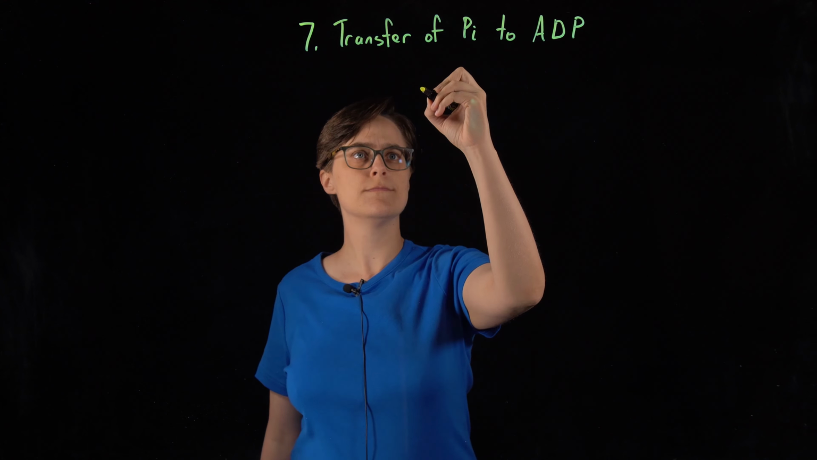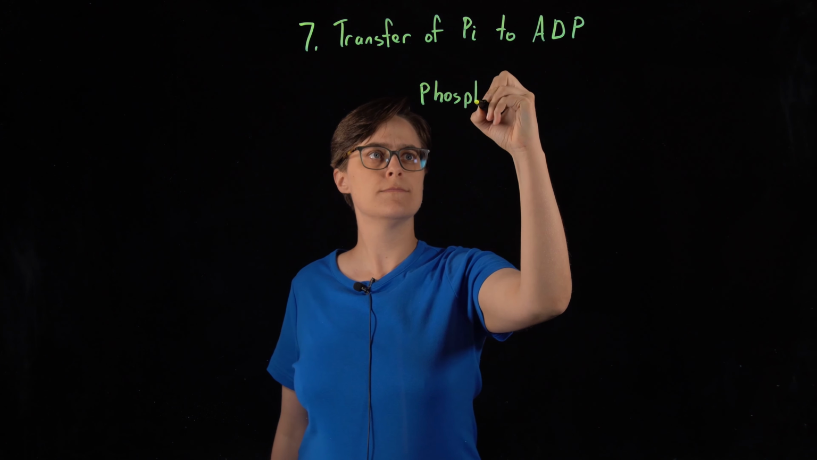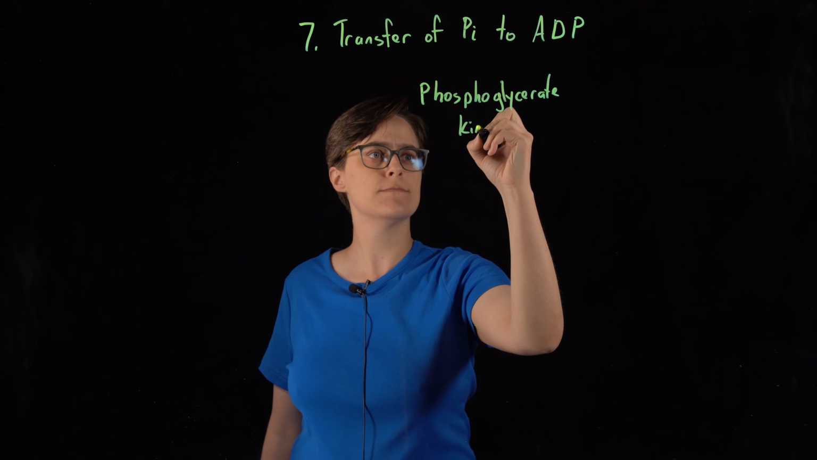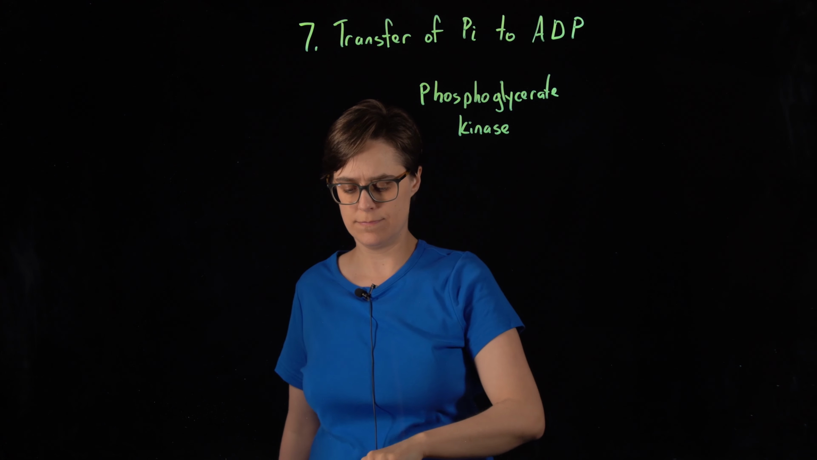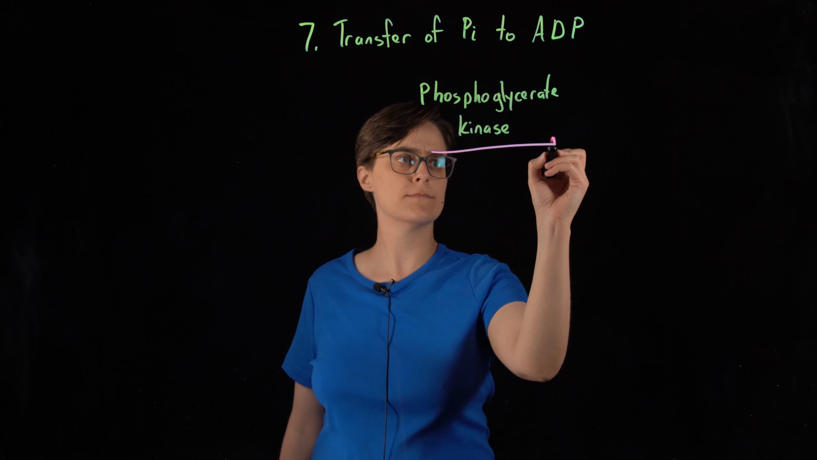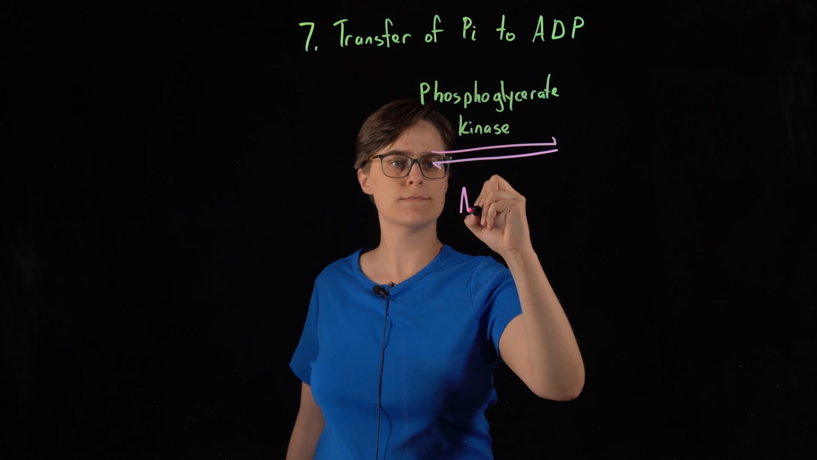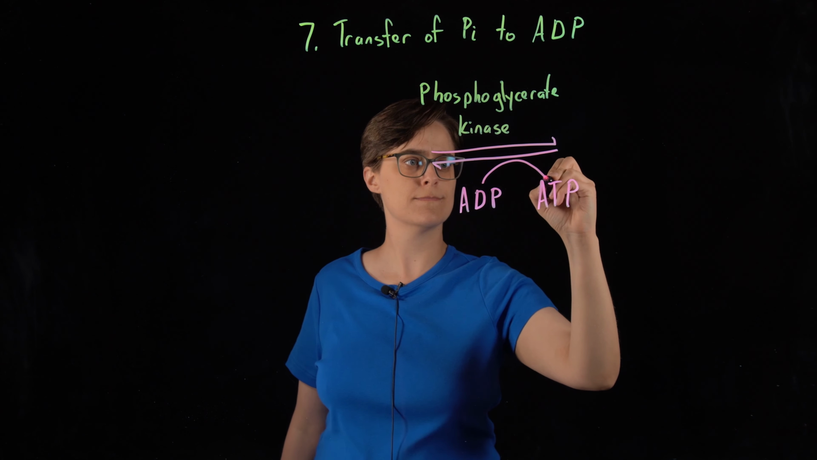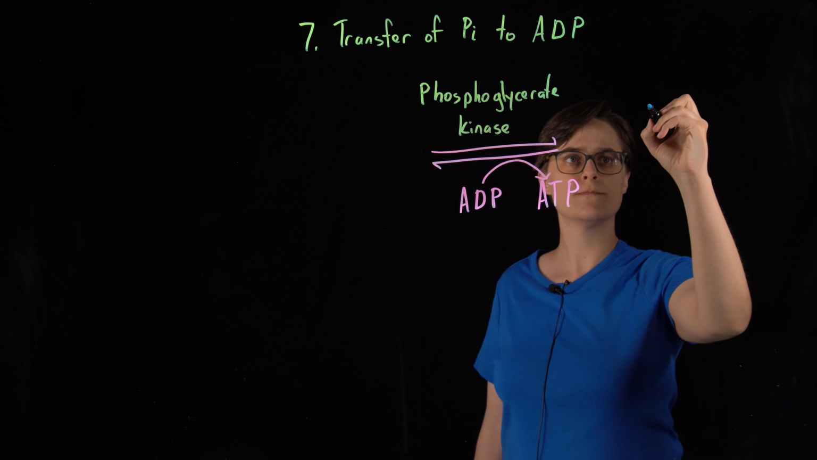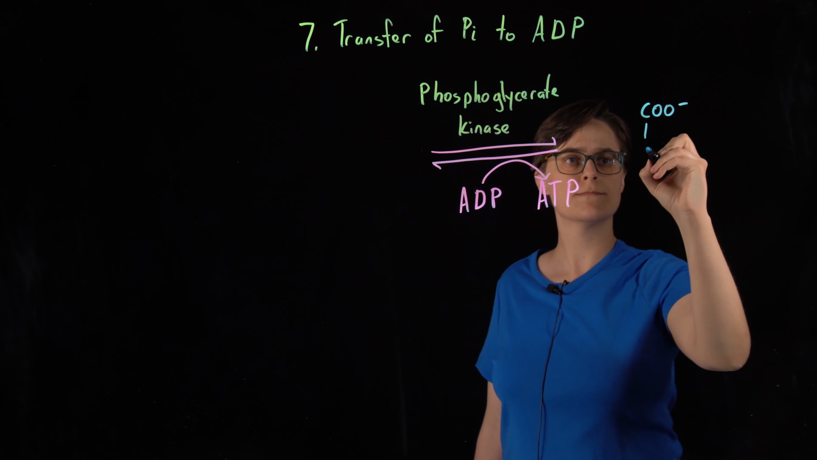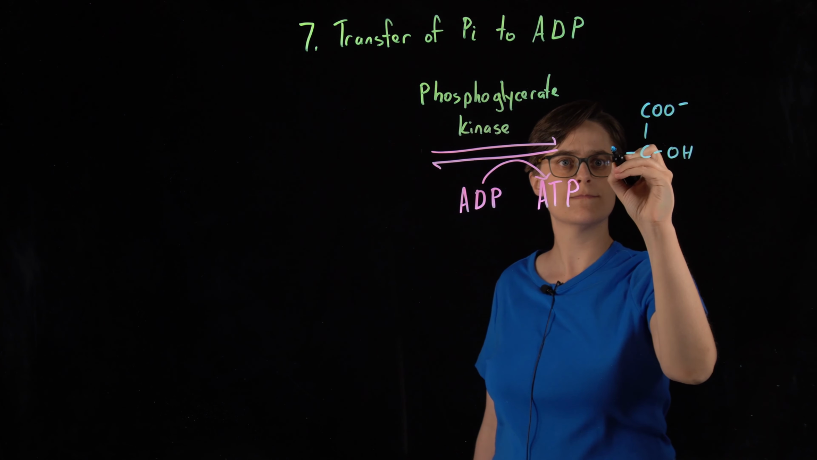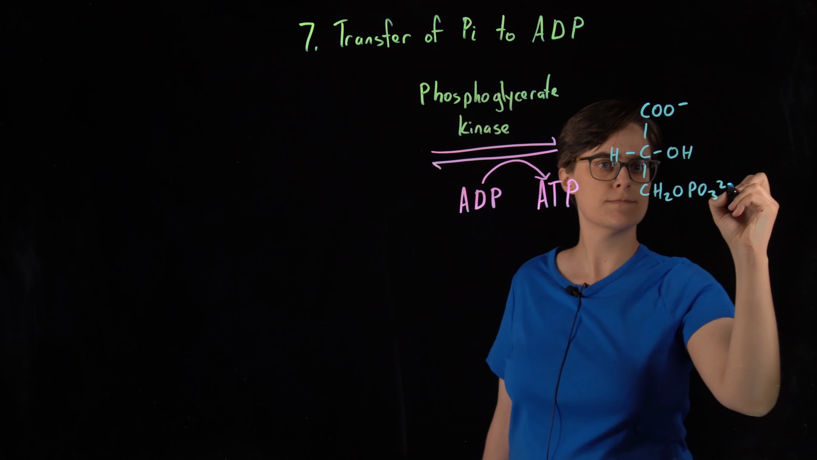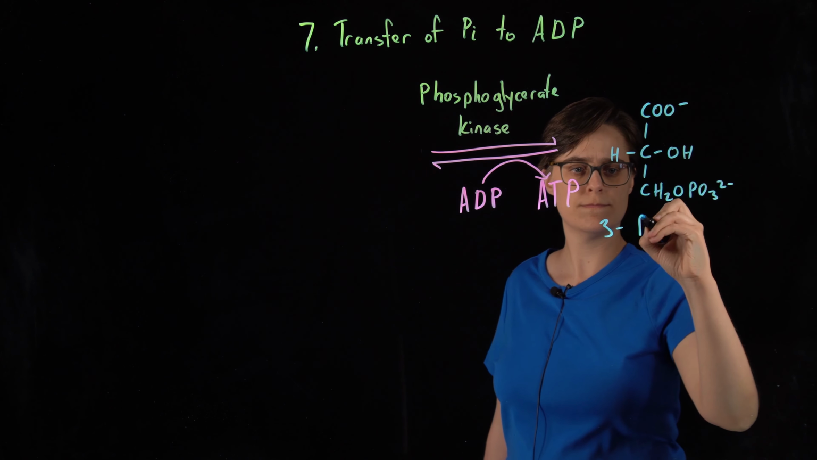Step 7 is transfer of an inorganic phosphate to ADP. So we are finally producing some energy. This is catalyzed by an enzyme called phosphoglycerate kinase. It's a reversible reaction, and we are utilizing ADP, adenosine diphosphate, and we are adding an inorganic phosphate group onto it so that it becomes ATP, adenosine triphosphate. And our product is 3-phosphoglycerate. We still have 3 carbons, but now we only have 1 phosphate group and not 2.